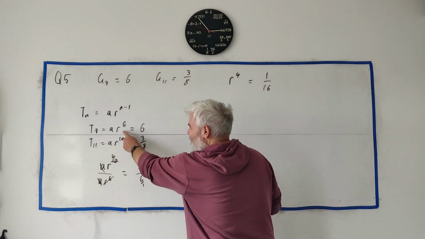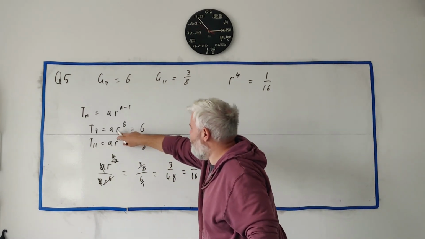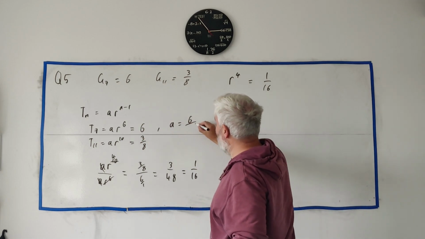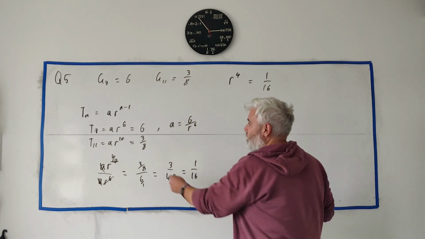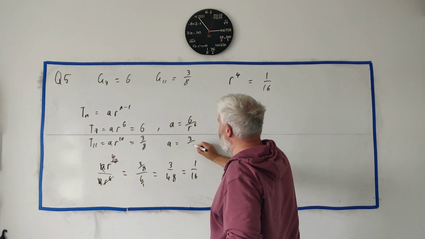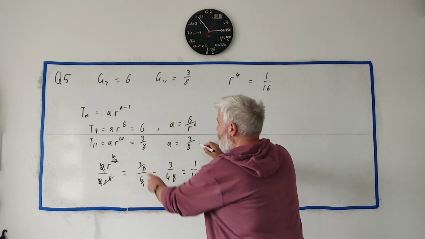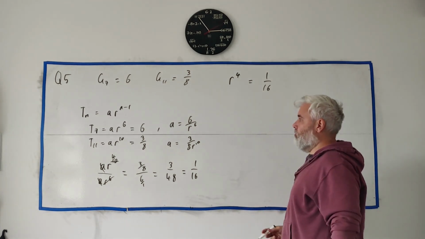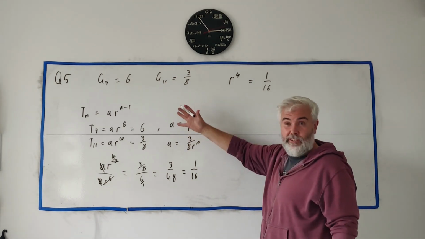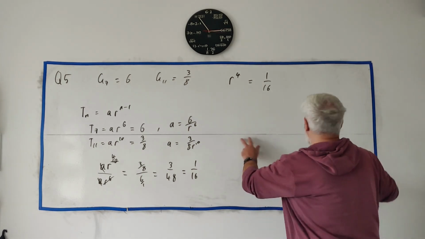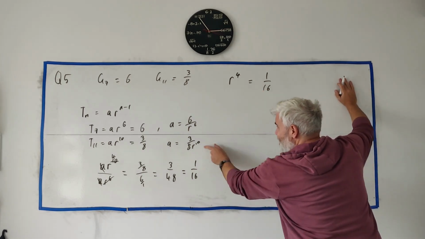It would be very common to do this. Change this so it becomes A is equal to 6 divided by r to the 6. Change this guy so it becomes A is equal to 3 over 8 divided by, again, r to the power 10. And then once you have A equals A, just put these two guys equal to each other. Let me do it here, because we'll get the same as this in a moment.